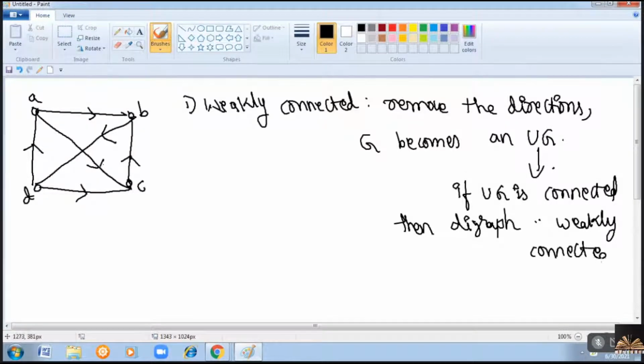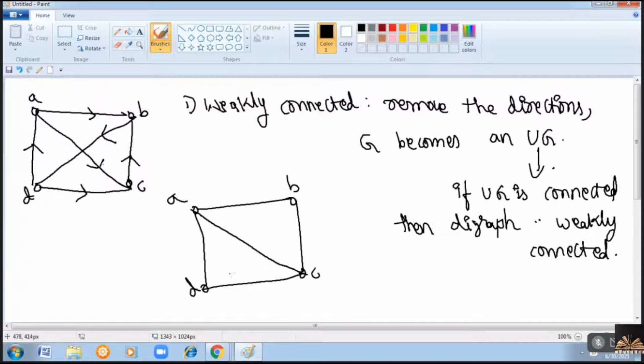This is the definition of weakly connected graph. Just after removing the directions in the directed graph, the graph will become the undirected graph. And if that undirected graph is a connected graph, then we can say that the given graph is a weakly connected graph. Now let us remove the edges A, B, C, D. Now after removing the directions, when you observe this graph, it is an undirected graph.